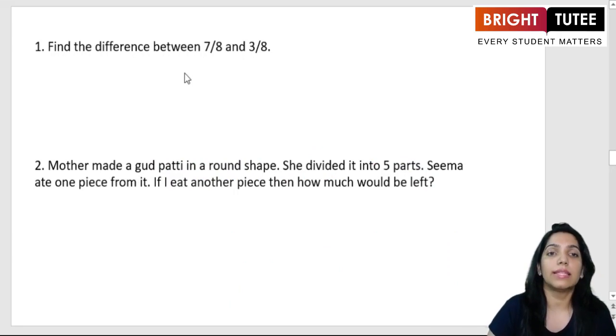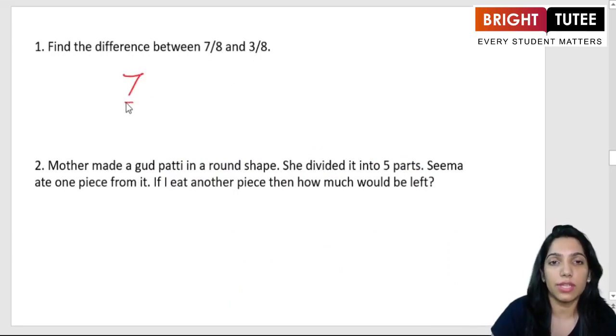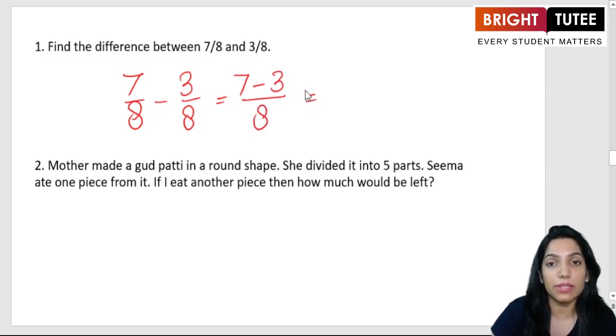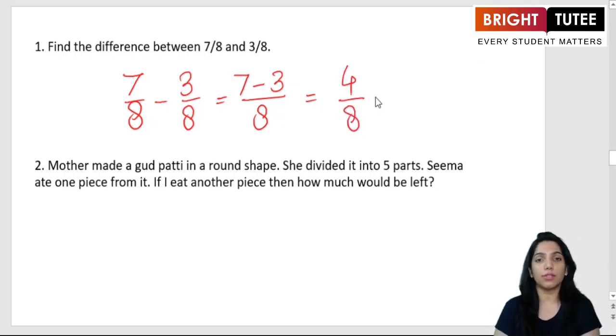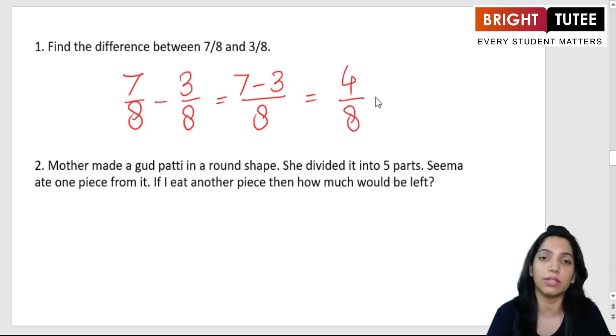Moving ahead, it says find the difference between 7 over 8 and 3 over 8. So 7 over 8 minus 3 over 8 is equal to 7 minus 3 over 8. So what is 7 minus 3? It's 4 over 8. Okay, so denominator same, only numerators are solved.